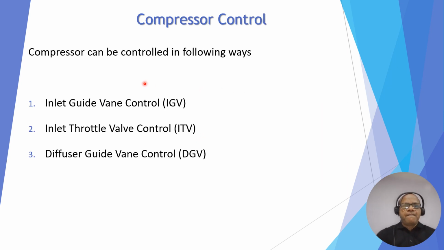Now these devices I have discussed: IGV, ITV and DGV. These three controls are used for the compressor. Sometimes IGV is used, sometimes ITV, sometimes DGV, and sometimes a combination of any two or three are used.